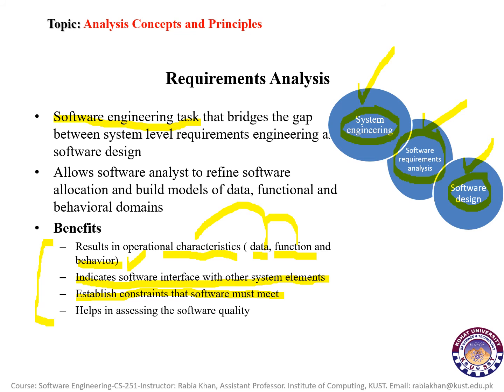So these are three domains which are defined by the analyst if he performs the requirement analysis task properly. The data that is to be operated by the software, the functions that are to be provided to the customer, and the behavior your system will show in response to internal and external events. For example, if wrong input is given, what would be the behavior of the system? How would it stop the customer from entering the wrong input?